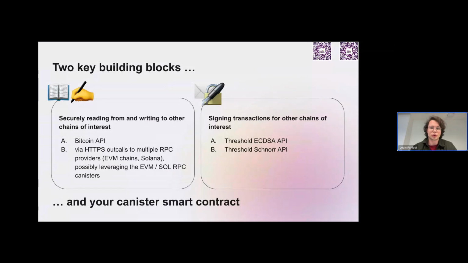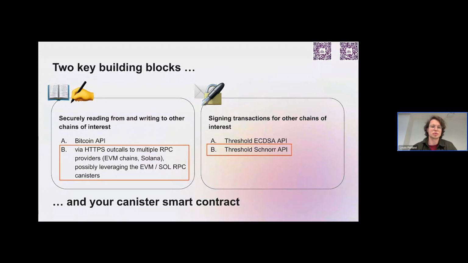And there are two ways of doing this: either the Bitcoin API for Bitcoin, which is more of a protocol-level integration, but there are also HTTP outcalls and RPC canisters, and that's what we'll focus on today because that's how the integration with Solana is done.